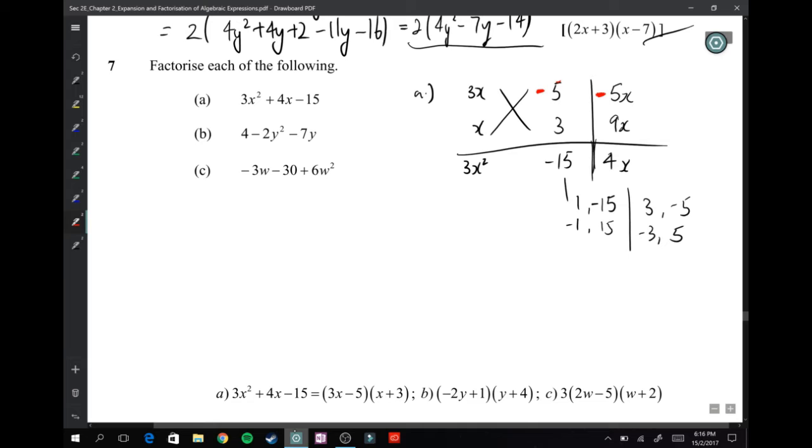So the answer for A will then be, draw the rectangle and you'll get your answers. Alright, 3x minus 5, x plus 3.